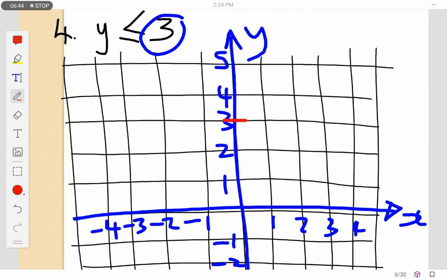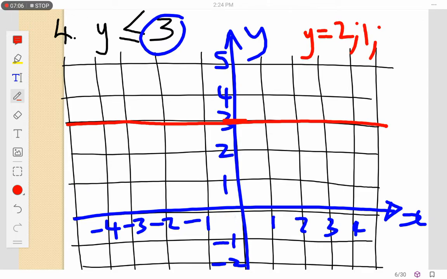And our line is going to be a straight line which is solid because we've got this sign there, less than or equal to. Then which region is wanted? We are saying y is less than that, so our y is taking values of 2, 1, 0. It's down here. So this is the wanted region.